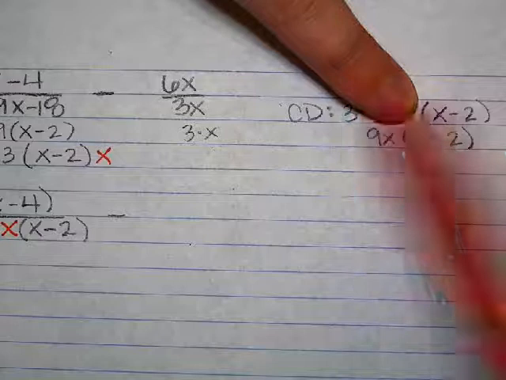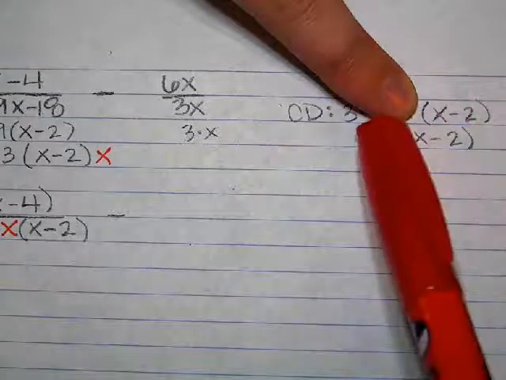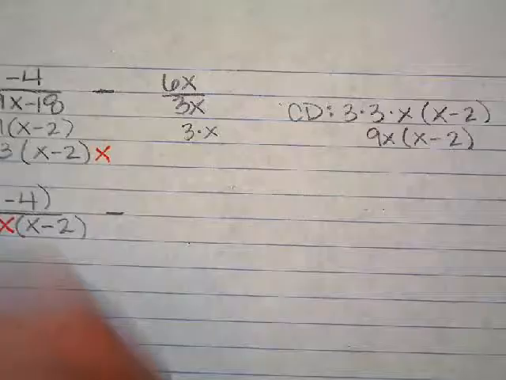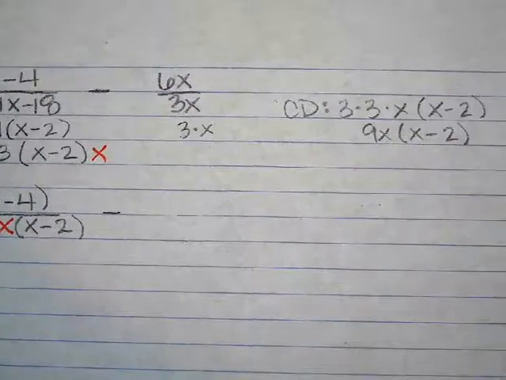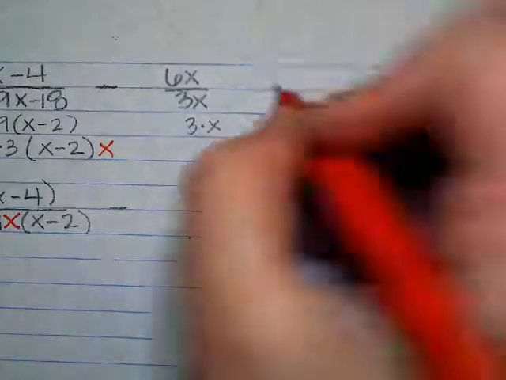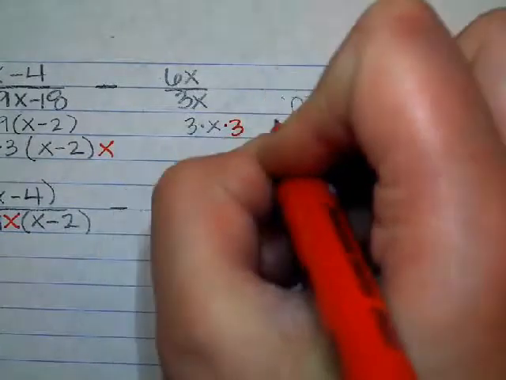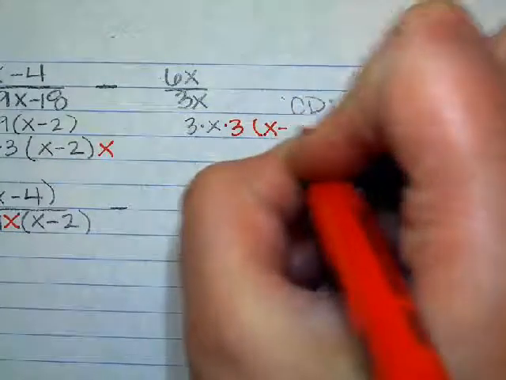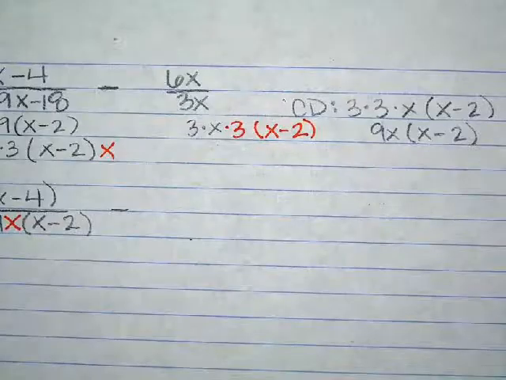Another 3 and an x minus 2. That's what we're going to need. Another 3 and an x minus 2. I'm going to write down that's what I need. I need another 3 and an x minus 2. Okay, so let's go ahead and write that.